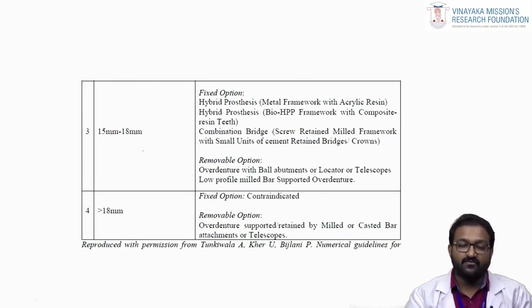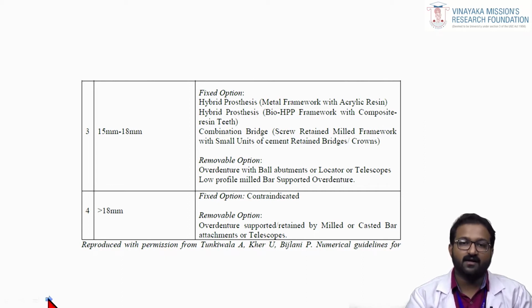So the third criteria is 15 to 18 mm. For 15 to 18 mm, under the fixed option, you can give a hybrid prosthesis with different veneering material, and under the removable option, you can give an overdenture with ball abutments. Always, ball abutments require higher vertical space than the locators. If it is more than 18 mm, the fixed option is contraindicated, and you always have to go for the removable option. So this is what the degree of resorption indicates.